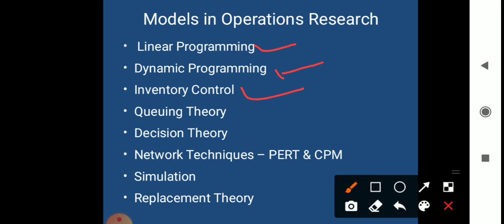The fourth type of model that is used in operations research is queuing theory. Now, many times you might have seen that when you go to an office to pay bills, electricity bills, telephone bills, or any other bills, or maybe even when you are putting in an application online, there is a queue involved. Queue means a line, a sequence of operations involved. So, in such situations, you can use queuing theory.